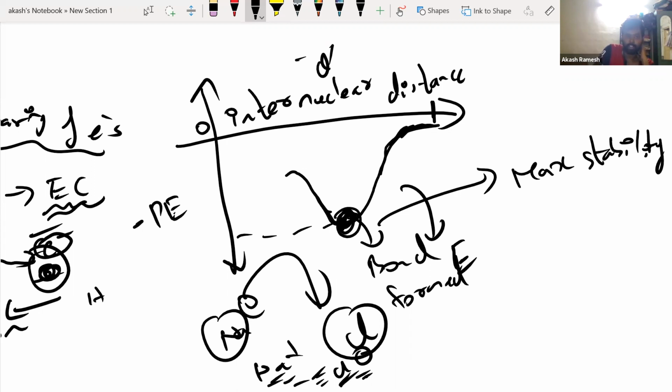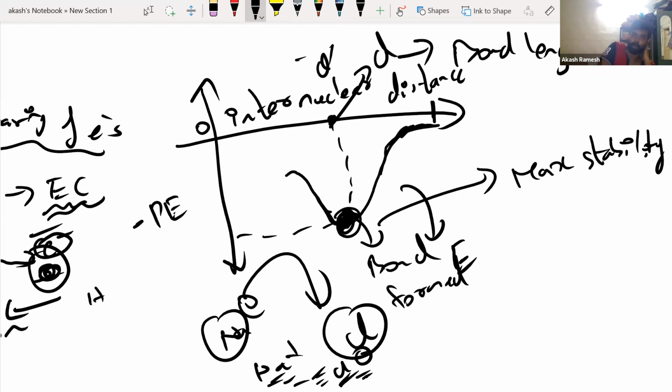Now at this point you will have some internuclear distance, correct? At this particular minima, where I have maximum stability and where the bond is formed, I will have some d value. That d value is what is called my bond length. Very, very simple, right? The internuclear distance at this minima, where I have maximum stability, that particular distance between the two nuclei where the bond is formed, is what is called bond length.